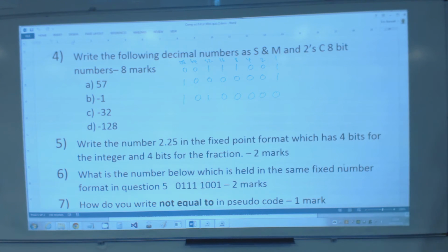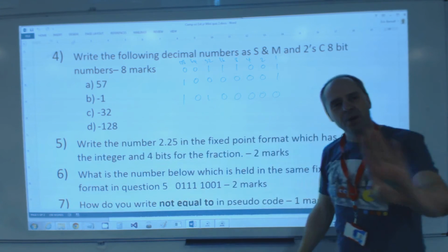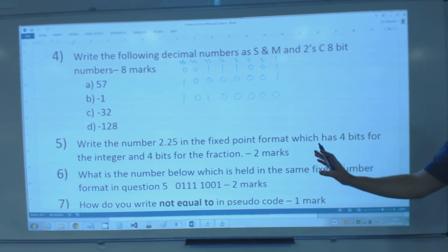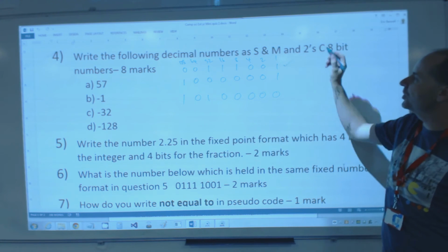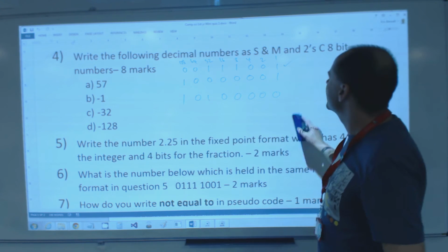Okay, so the 2's complement ones, you look at your number first. If it's positive, just write a normal number down. So just write your sign bit of 0 and write it down. So you should have got that again. So the sign and magnitude and 2's complement for positive numbers look the same. Always.